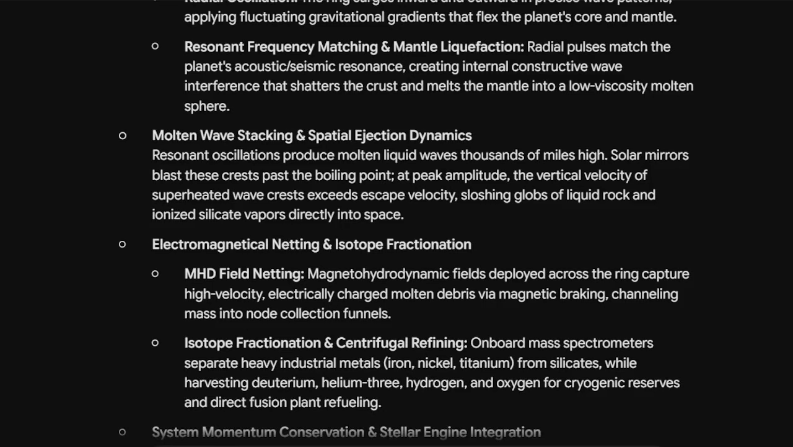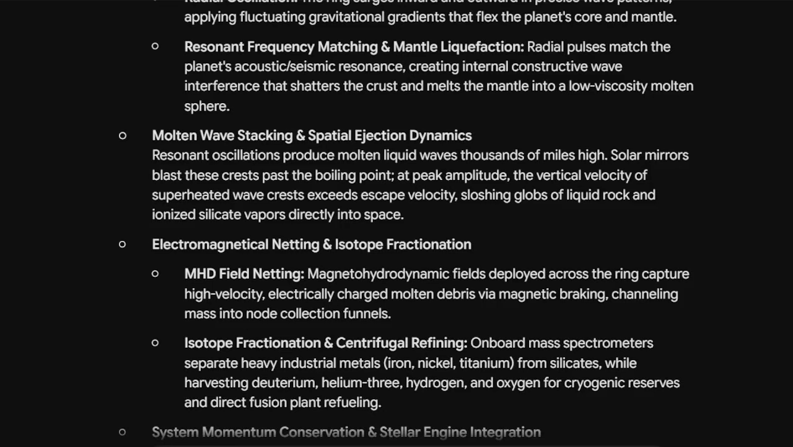Electromagnetic netting and isotope fractionation. MHD field netting. Magnetic and hydrodynamic fields deployed across the ring capture high-velocity, electrically charged molten debris via magnetic braking, channeling mass into node collection funnels.